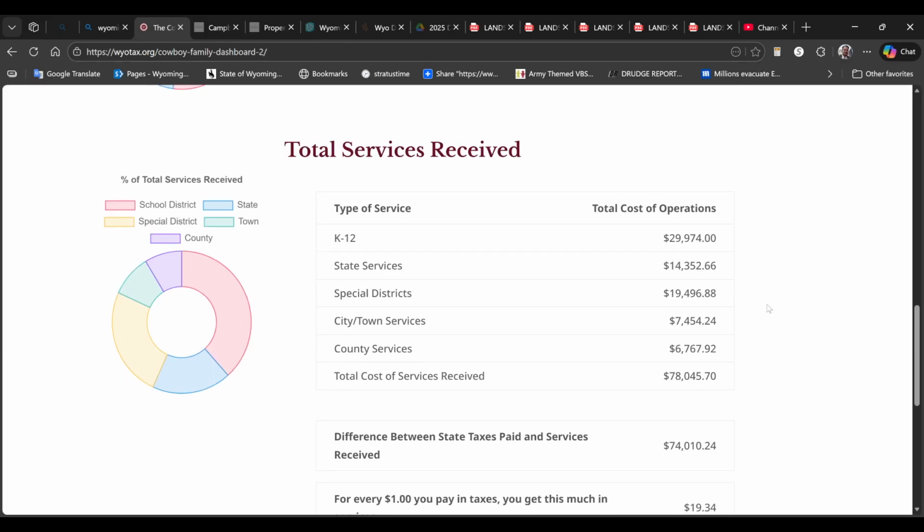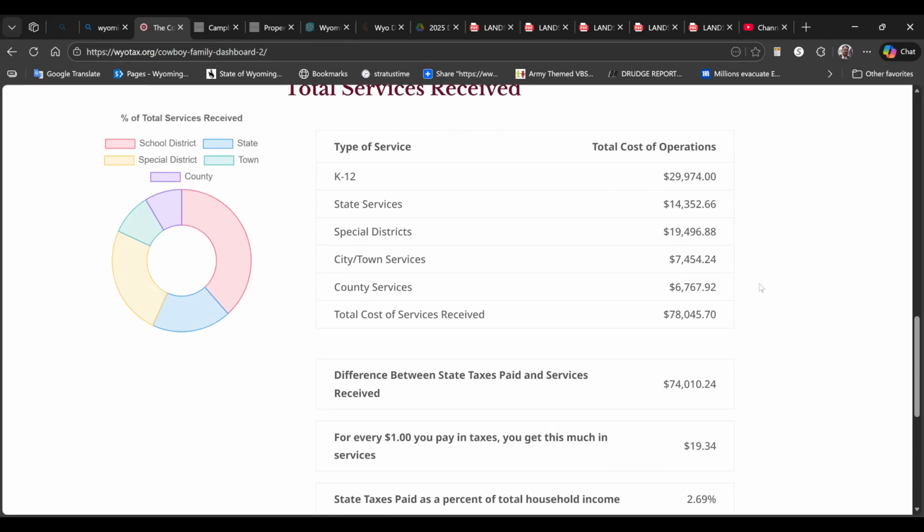So, what do the total services, what does this family of four get? Well, in K-12, that's public education. Remember, they got 2 school-age kids. They pay around $30,000, or they get around $30,000. That's around $15,000 per kid. And statewide, that metric is actually even a little bit higher. But again, we're talking about just Campbell County. The state services that they receive is around $14,352.66.